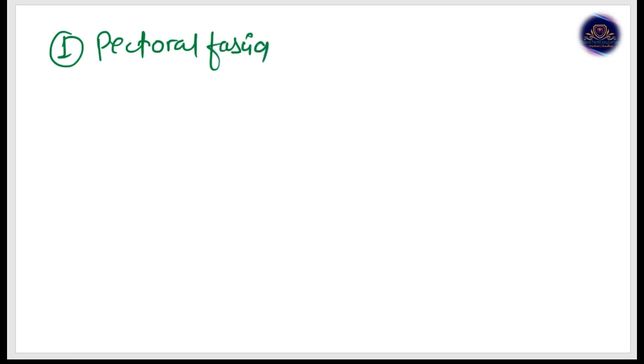Okay, so what is pectoral fascia? It is the deep fascia covering the anterior aspect of the pectoralis major.